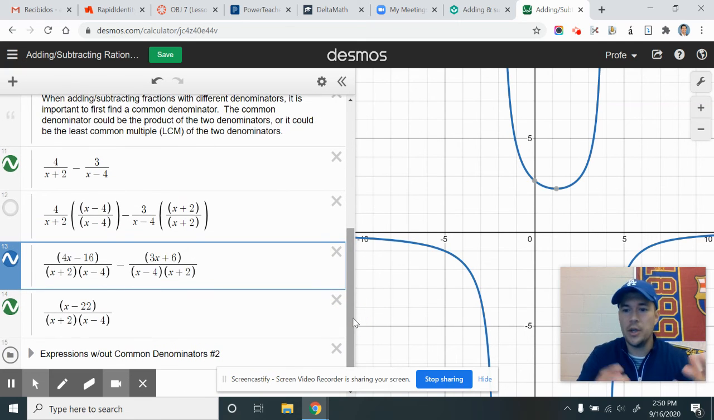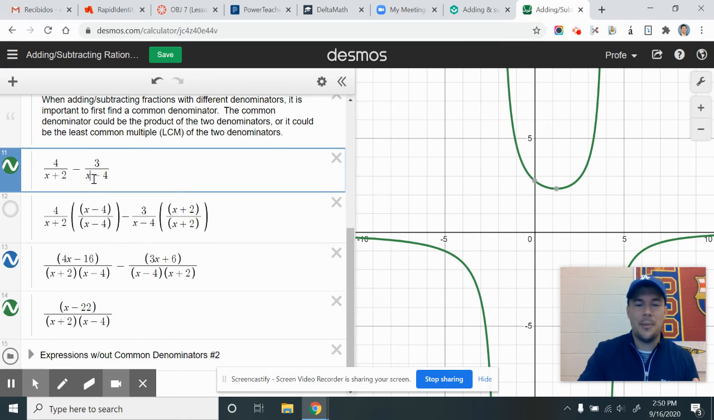All right. So once again, what do we learn right there? Well, if you have a common denominator, just go ahead and combine your numerators. If you don't have a common denominator, find the common denominator. And you can do this by multiplying missing pieces to each denominator. In other words, a denominator of x plus 2 and a denominator of x minus 4. To be common, you would have to multiply those two denominators.